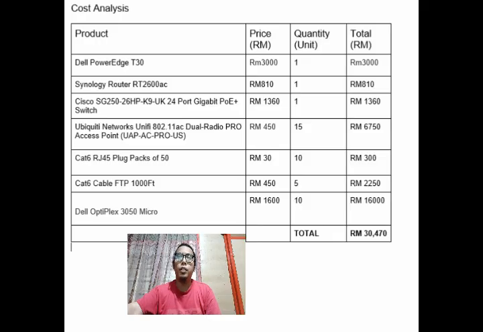For the total price of all these products that I have concluded, it is about 30,470 ringgit. Okay, that's all from me.